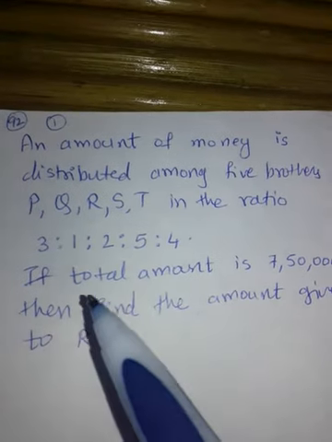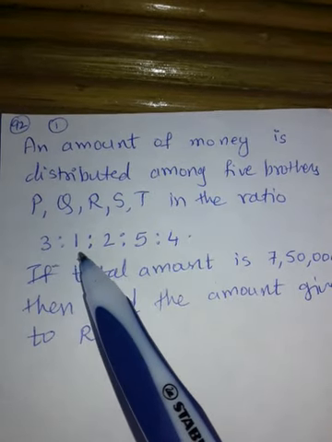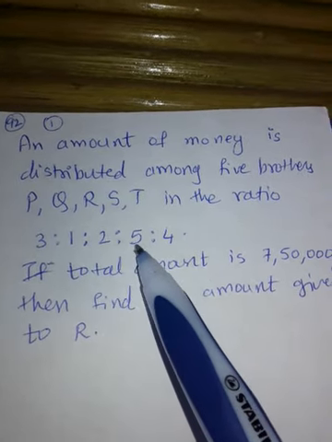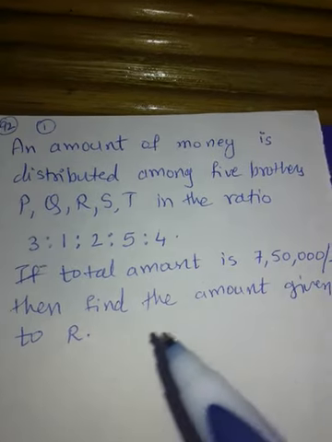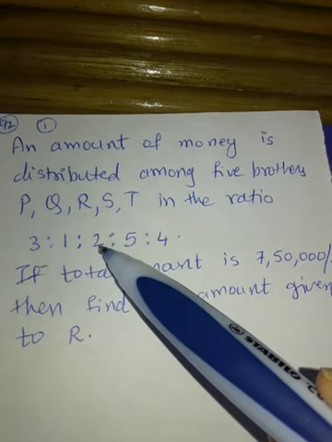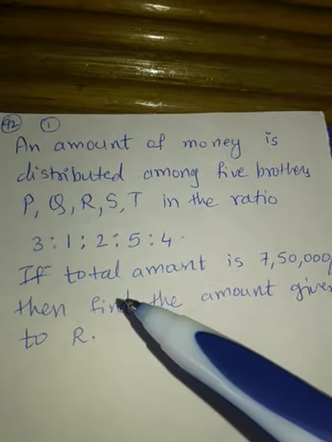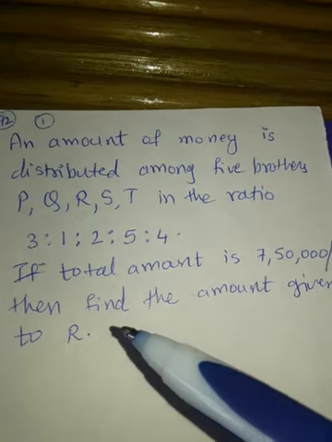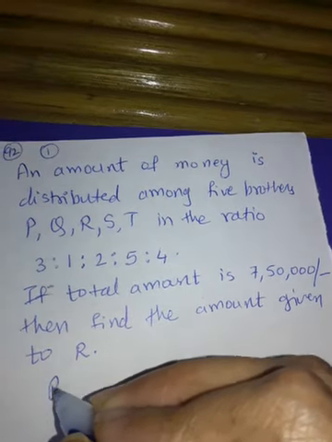Now what we just saw, if we add this, what do we get? 3 plus 1, 4, 4 plus 2, 6, 6 plus 5, 11, 11 plus 4, 15. And we are asked what amount R will get. Now R pertains to this number 2. Total is 15. So R is going to get 2 upon 15 of 7,50,000. So how much R will get?